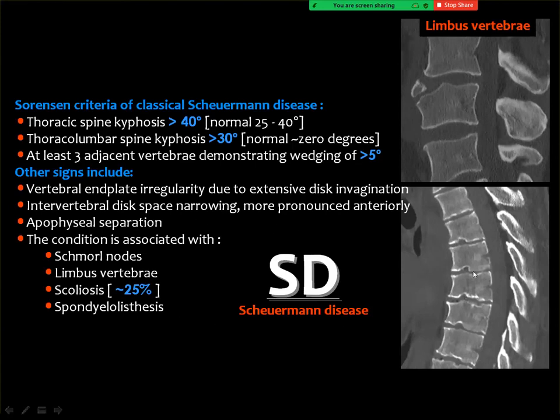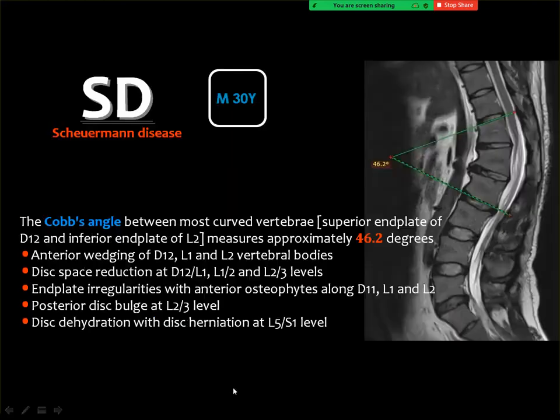Intervertebral disc space narrowing, of course, you can appreciate, and apophyseal separation. The condition is associated with Schmorl nodes, limbus vertebra, which means that the accessory ossification center is not united with the vertebral body. Sometimes scoliosis, sometimes spondylolisthesis.